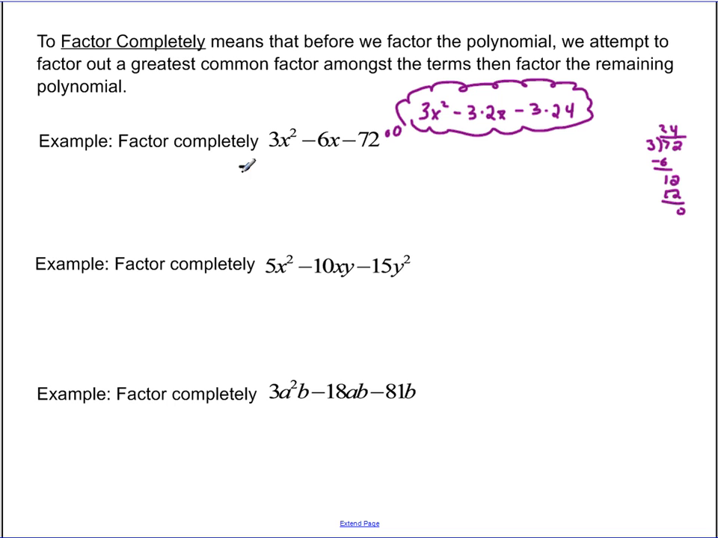So this is actually equal to 3 times the quantity x squared minus 2x minus 24. And it simplifies our problem a bit because now we don't have to try and find two factors of 72 and factors of 3. All we really have to do is find two factors of 24, negative 24, whose sum is negative 2. So we think a bit on that one, and we might note that negative 24 is exactly the same thing as negative 6 times positive 4.